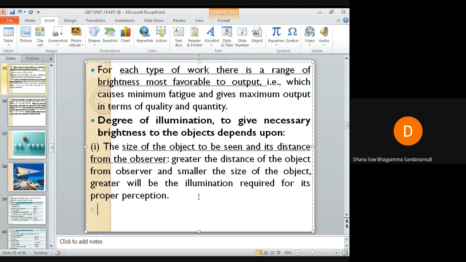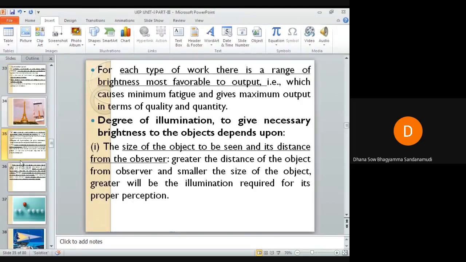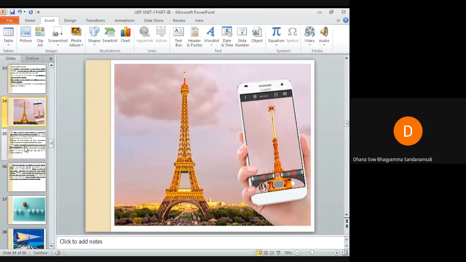Now, why do we illuminate the room? Because we want to reduce the fatigue to our eyes, isn't it? We want everything to be clearly visible to our eyes. So for human comfort, we are illuminating the room. If the object is at a greater distance from the observer, it will look smaller. We already know that: far away objects will look smaller and nearby objects will look larger. So if I want to see a faraway object, I require more illumination, isn't it?